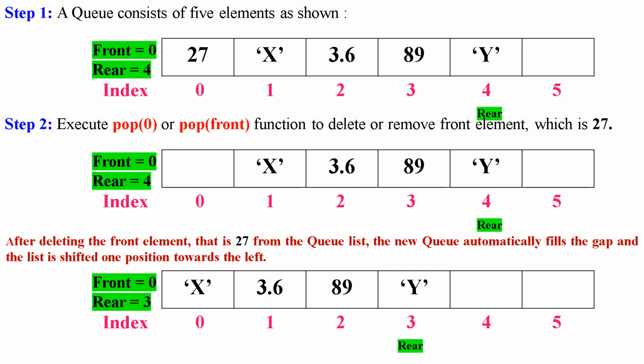Step 2. Execute pop of 0 or pop front function to delete or remove front element, which is 27. After deleting the front element, that is 27 from the queue list, the new queue automatically fills the gap and the list is shifted one position towards the left. You can see in the last picture how the new queue has filled the gap and the list is shifted one position towards the left.